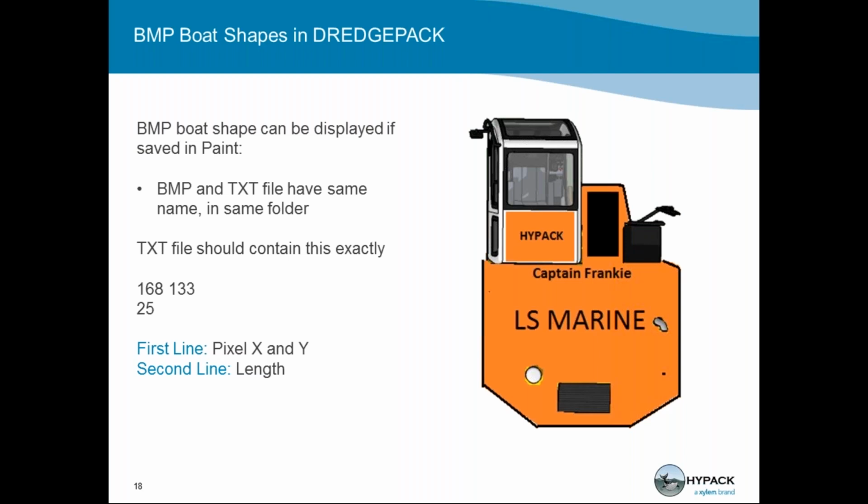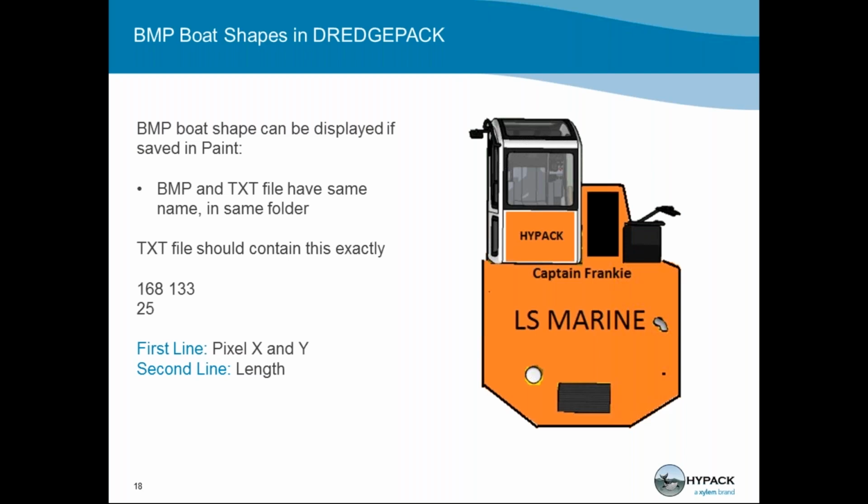The text file is fairly easy. In Paint, you can use the cursor, and in the lower left-hand corner of Paint, it'll show you the pixel X and Y. So in that text file, the first line, separated by a space, is going to be the pixel X and Y. The second line is going to be the length of the vessel. This allows the program to see what the length is so it can scale it properly based on your units in DREDGEPACK. Feel free to get in and explore how this would work.